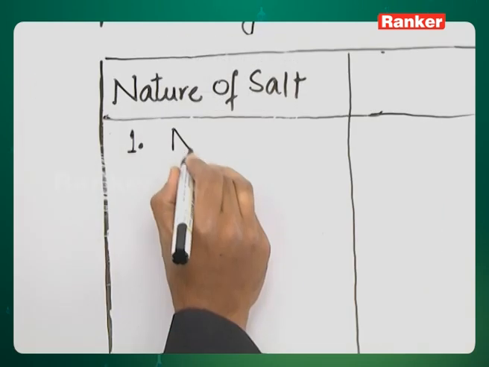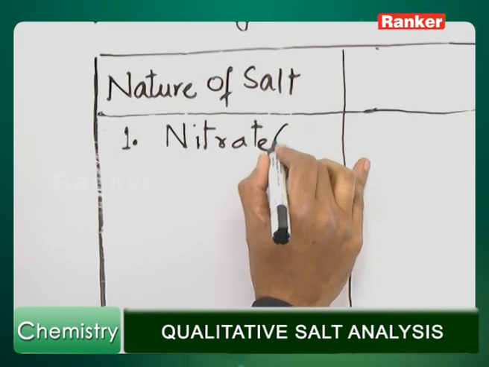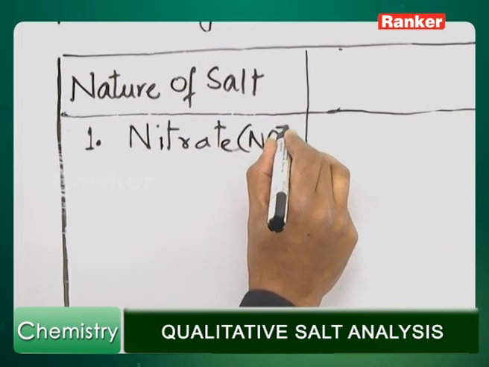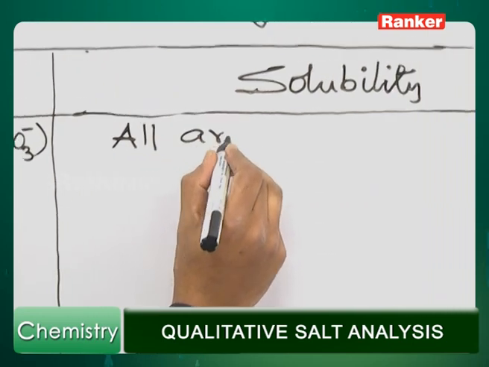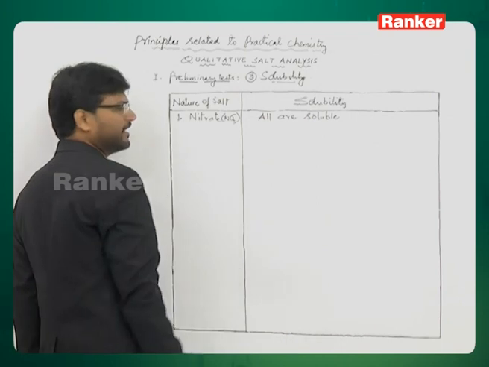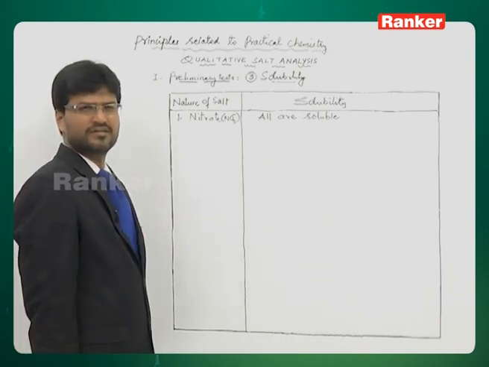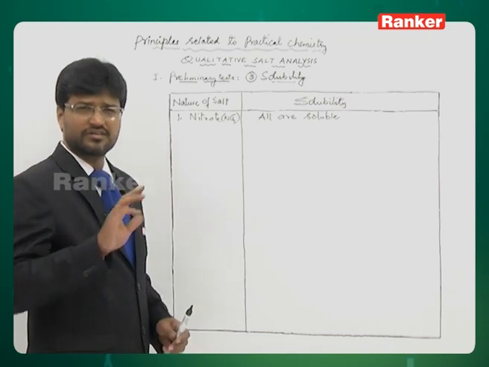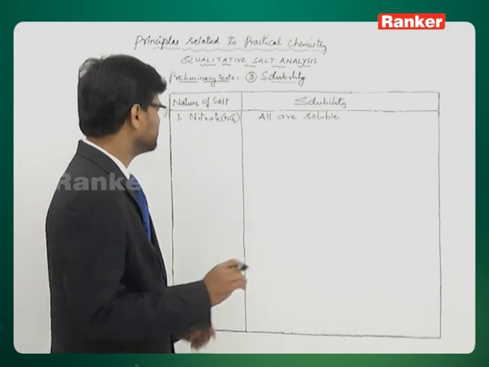Number 1 is nitrate. Nitrate is NO3 minus, and remember that all are soluble. All nitrates are soluble. So, if your salt is insoluble, do not consider it a nitrate, because all nitrates are soluble in water.